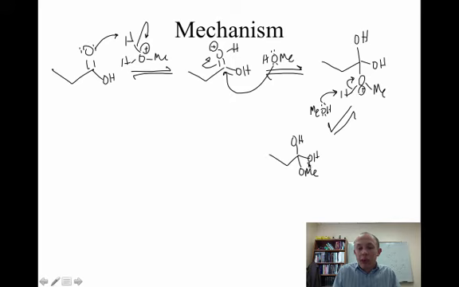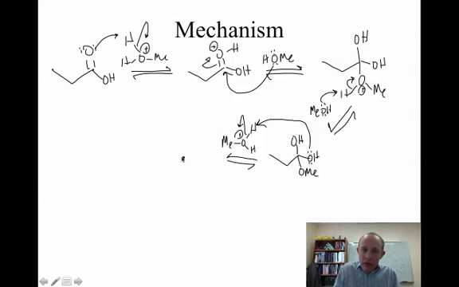We know water is a byproduct of the reaction, so we need to protonate this oxygen to move in that direction. That's going to come from protonated methanol. So one of the lone pairs on this oxygen can accept a proton from methanol. Now that is a good leaving group.